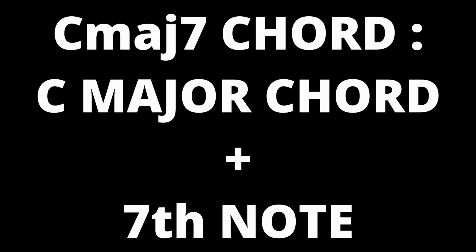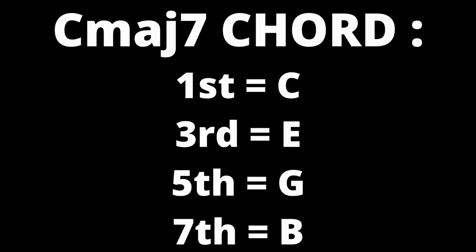The 7th note in the scale is B. This is half a step below the root of C. So in order to create our C major 7th chord, we take the C major chord notes and add the 7th from the scale as a 4th note. This means that C major 7th has the notes C, E, G, and B.